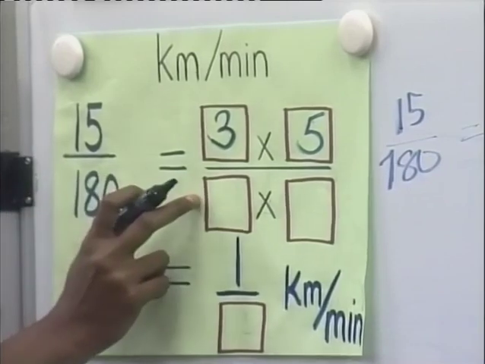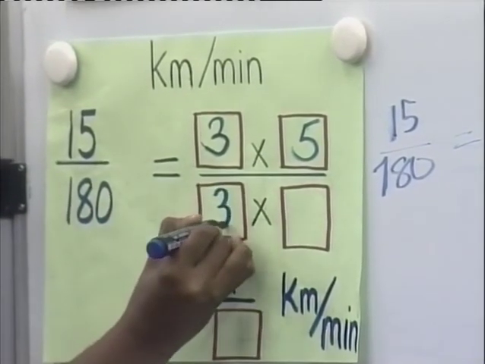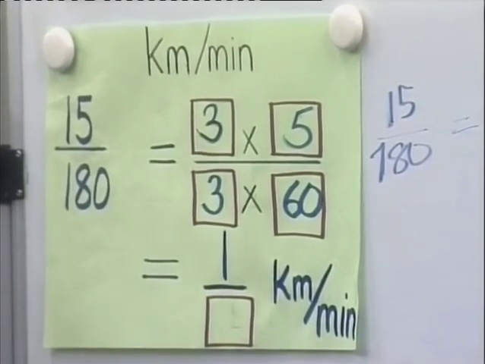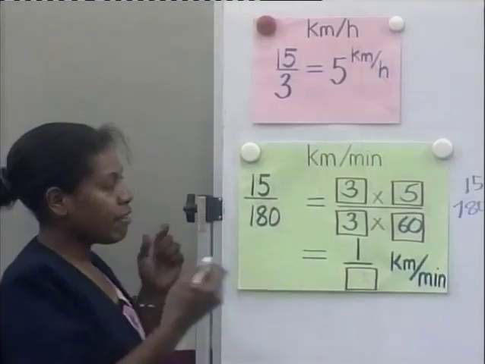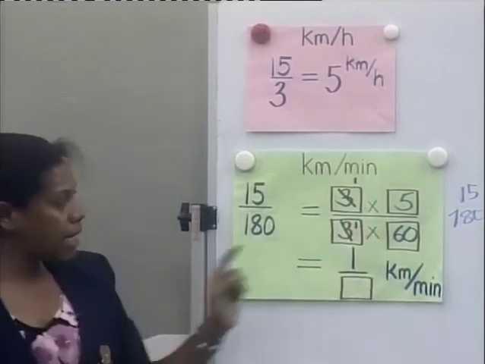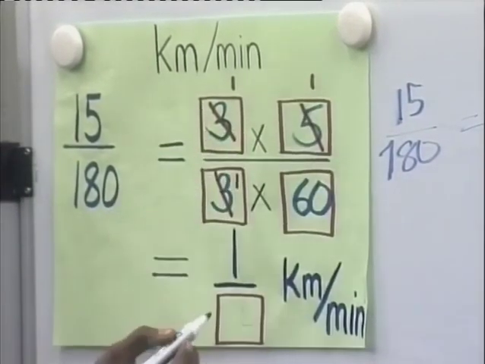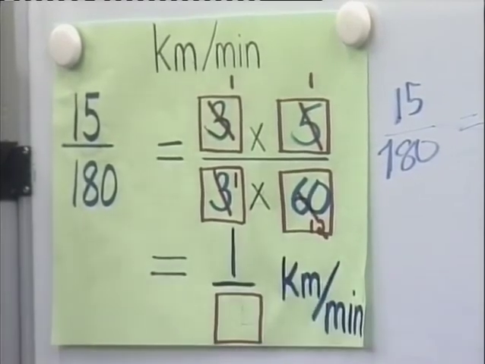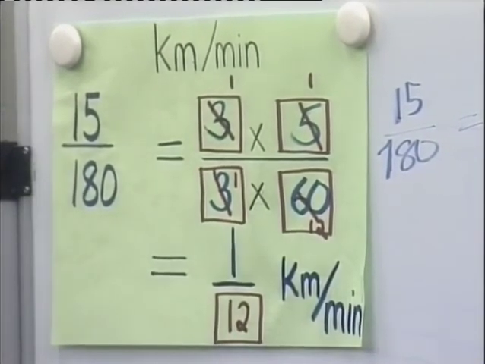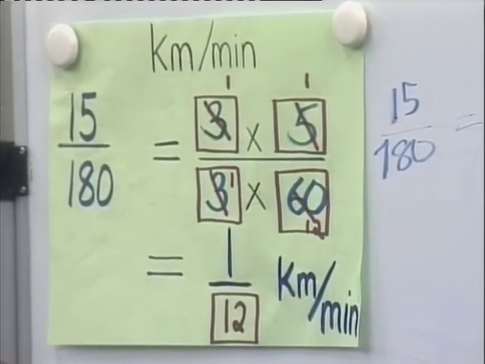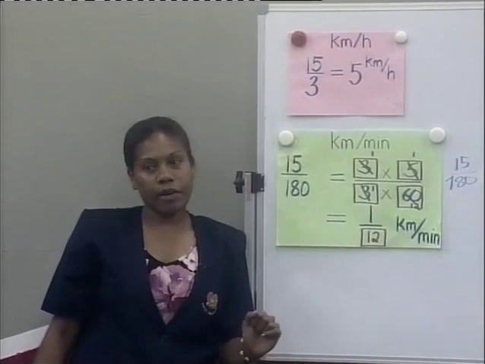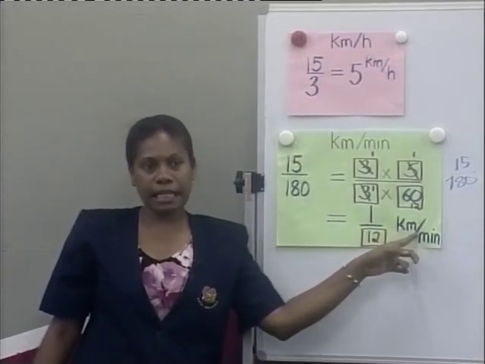Okay, 180. What can we say? 3 times 60, which gives us 180. Now what do we do? We simplify. Simplify meaning 3 into 3 is 1, 3 into 3 is 1. 5 into 5 is 1, 5 into 60 is 12. So 1 over 12. So we can say 1 kilometer per 12, 1 over 12, kilometers per minute.